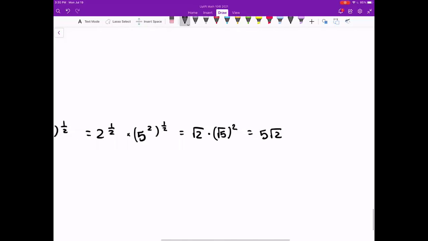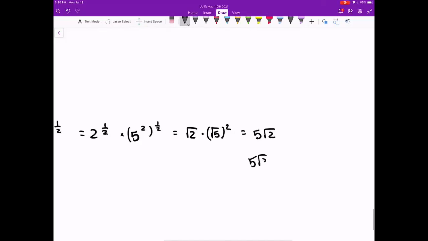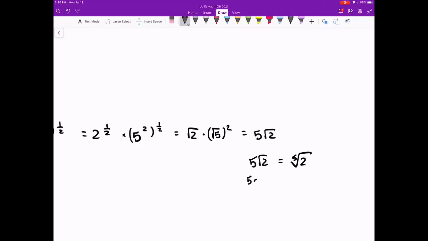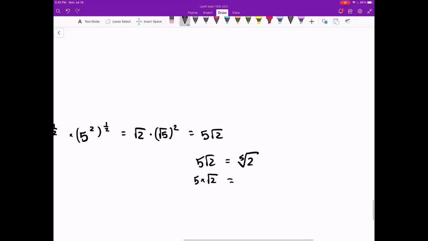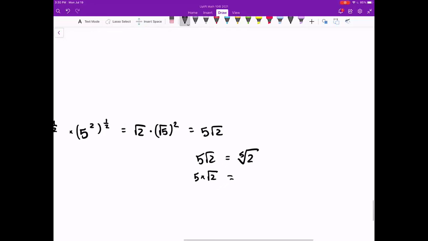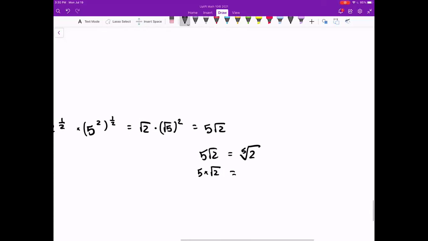Again, notice the difference between 5 root 2 and the 5th root of 2. In the first case, the 5 is the coefficient, so 5 multiplied by the square root of 2. In the second case, we're trying to find a number that when multiplied by itself 5 times will get the number 2. So these two are very different, and just be mindful of them.